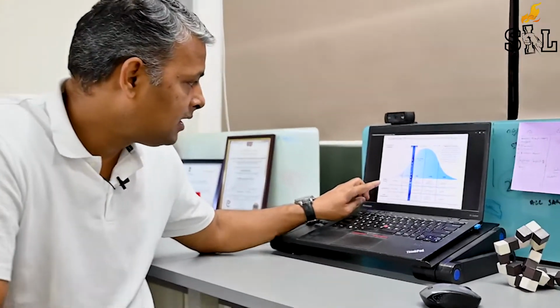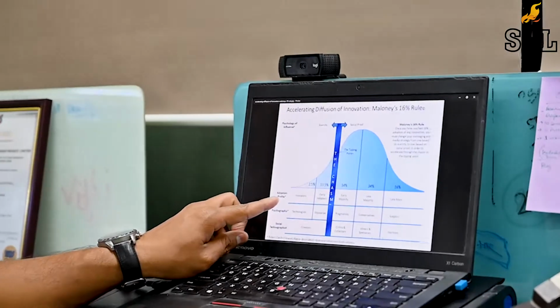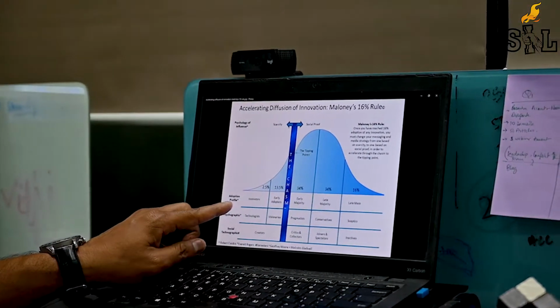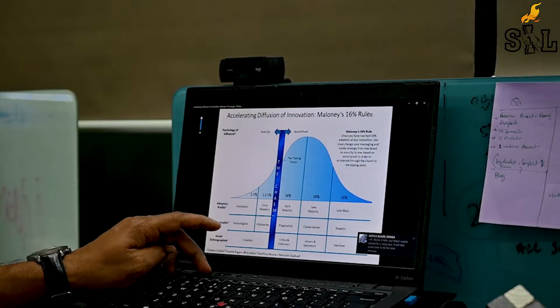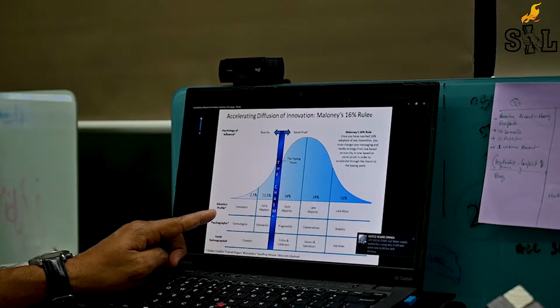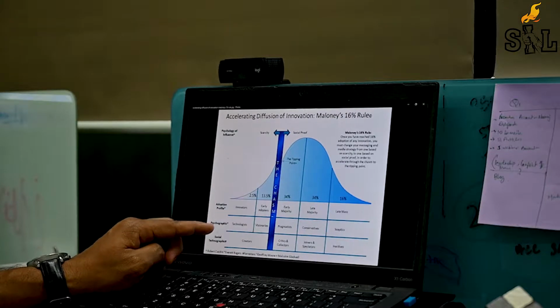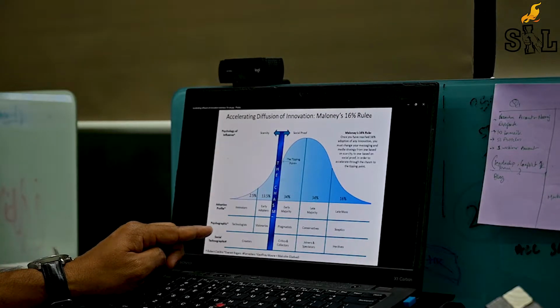Now, what do you mean by bifurcation, and how do you bifurcate it into this pyramid, into the bell curve? This is how it happens. This is called adoption profile. When I say adoption profile, it is my ability to adopt new things. Then there is psychographic profiles. Now, what do you mean by psychographic profiles?